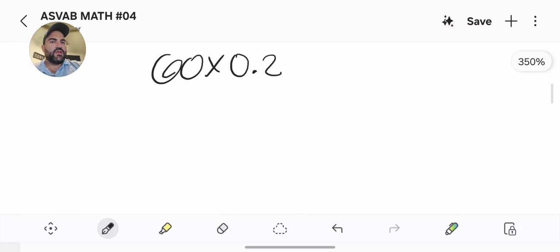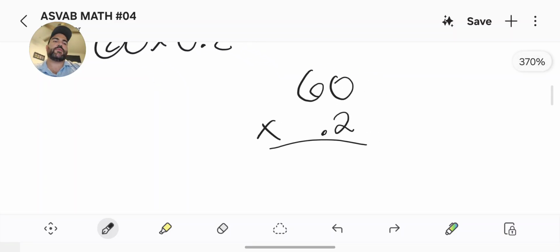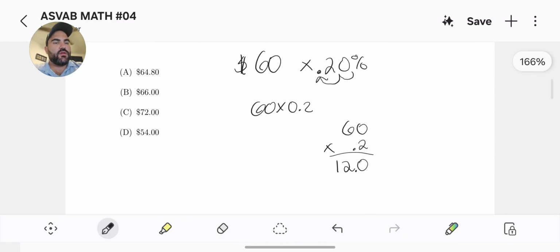All right. To do that, we could do multiplication like this. Remember, I could put the 0 here, but it makes it a longer problem. So just 60 times 0.2. 2 times 0, 0. 2 times 6, 12. Move the decimal once. So what I found was $12 is 20%.